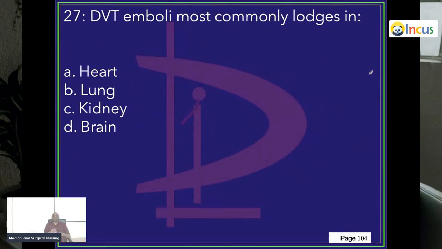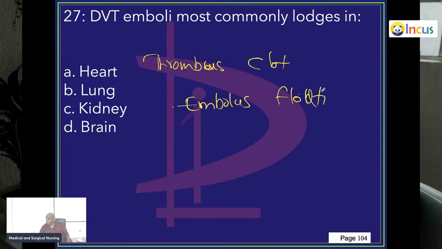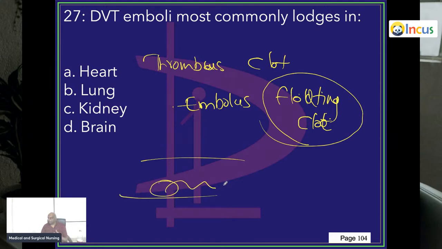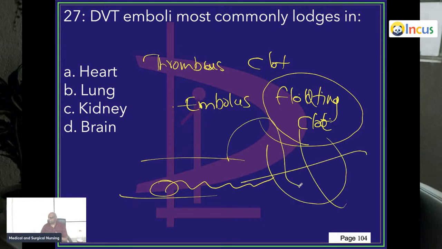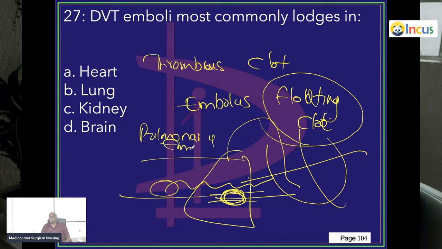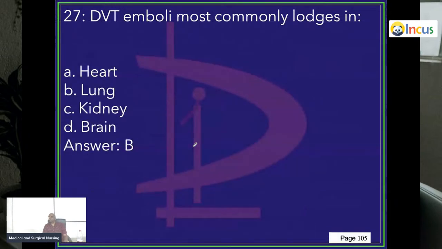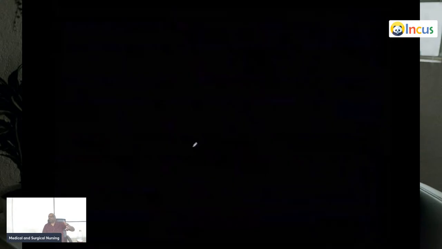Now, from where the DVT emboli commonly lodge, where will they go and land? So what is a thrombus? Thrombus kya hota hai, sister? Thrombus is a clot. Embolus is a floating clot. A clot which started floating will ultimately reach the heart. Through the heart, it will go into the lungs. And in the pulmonary artery, it will go and land. And that leads to, that is called pulmonary embolism, is what you have to remember. So the DVT emboli most commonly lodge in the lung is what you need to remember.